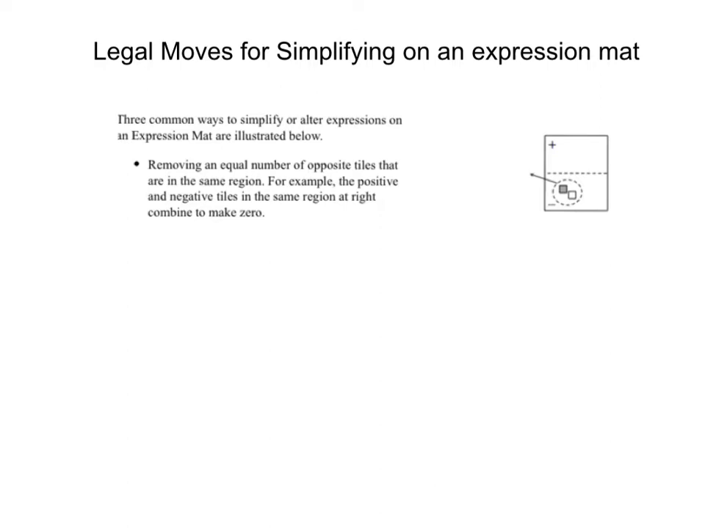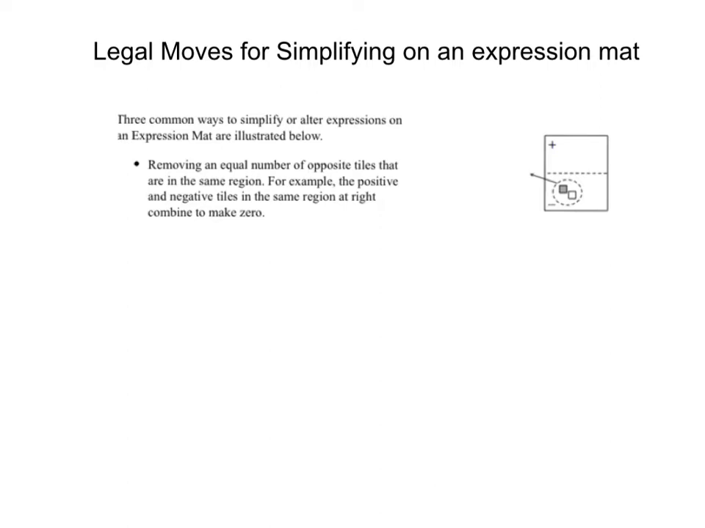So I want you to copy down that first sentence right there. Removing an equal number of opposite tiles that are in the same region. So just copy that first sentence.